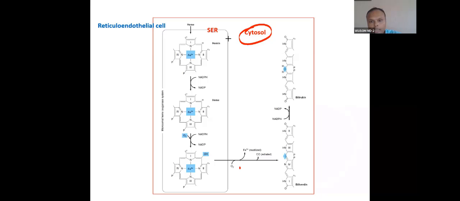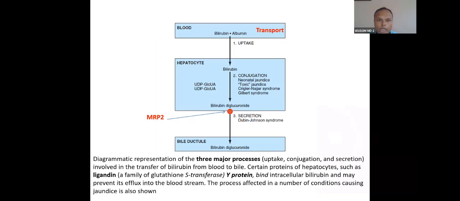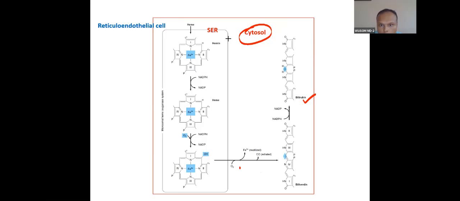So after degradation, bilirubin is formed. After bilirubin is formed, it will be transported in the blood by binding with albumin, and then it will be taken up by the hepatocyte. In the hepatocyte, bilirubin will be conjugated with glucuronic acid. Here I told you where conjugation happens. There will be 2 glucuronic acid molecules here.